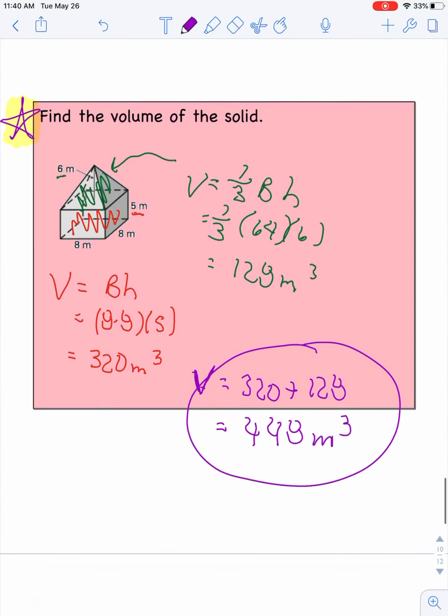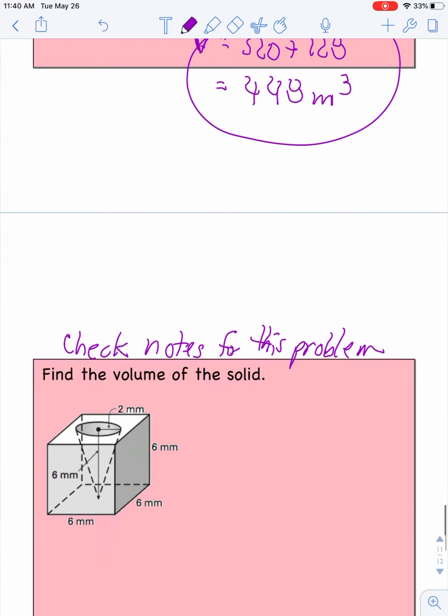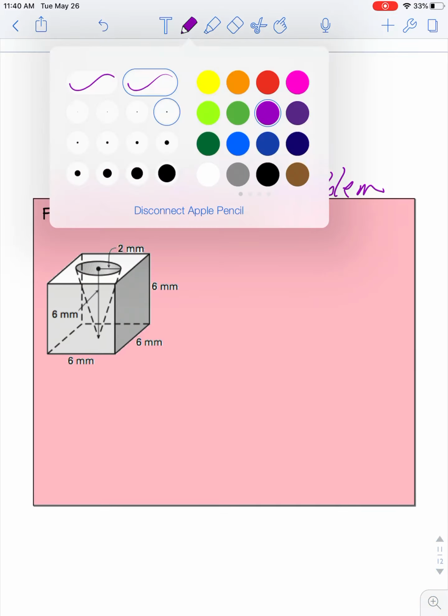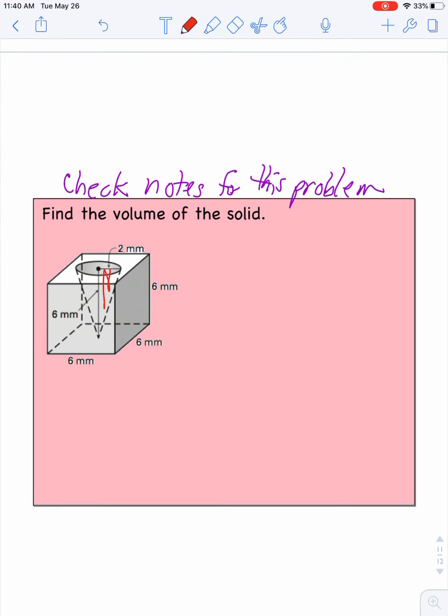So that's basically volume of pyramids and cones. Here's another problem. I'll work this one out in the notes again. This one you're not going to be adding. You're going to have to find the volume of the prism, and then you're going to have to subtract that cone because that's not involved in it. It might be kind of confusing, but that's what they're intending.